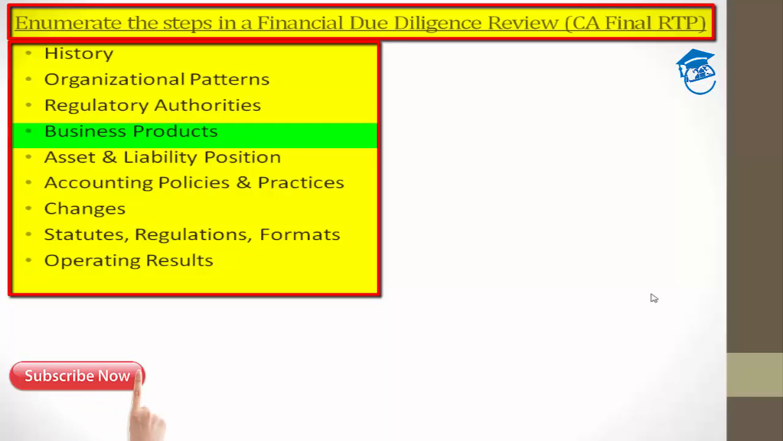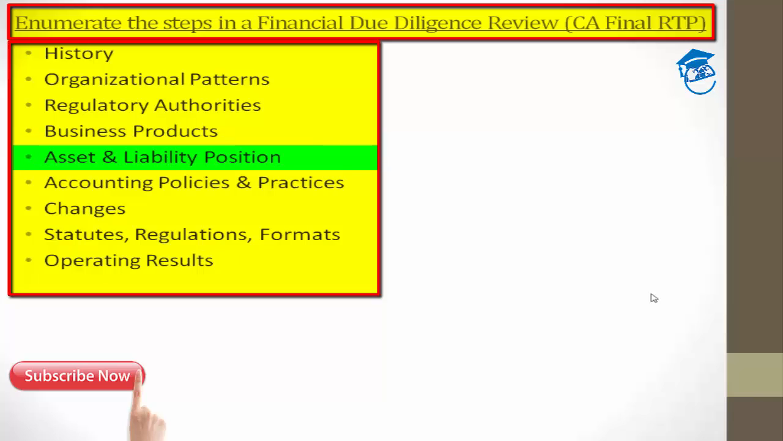Next will be to verify the asset and liability positions, be it patents, licenses, deferred expenditure, R&D, tax liability, legislation, anything. You just need to verify the asset and liability positions.